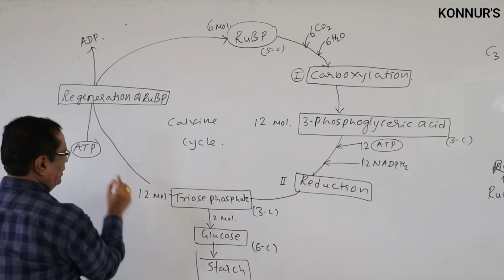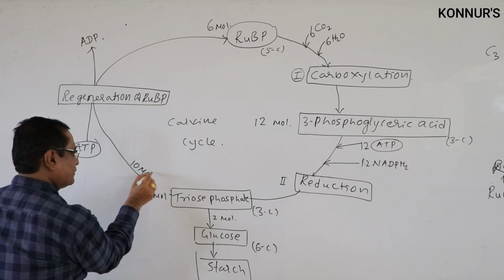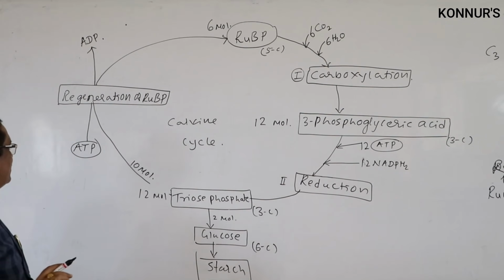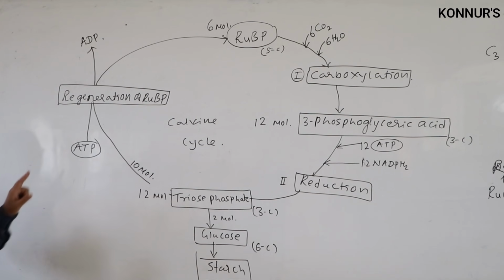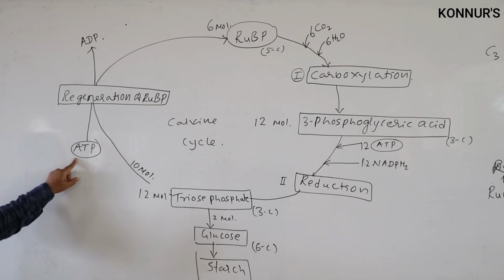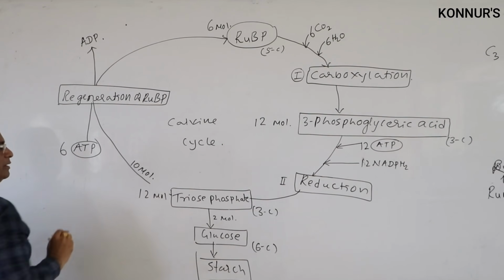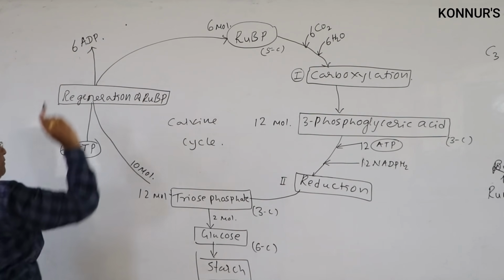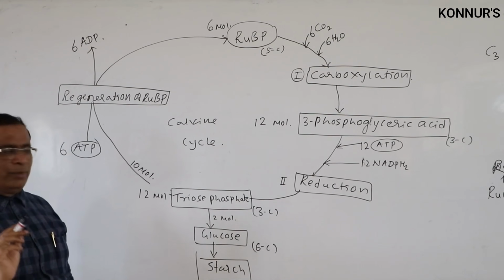How many of them are there? 12 totally, in which 2 are used, and 10 molecules are used to generate that. See here, to generate one RuBP, one ATP has to be used. But we need 6 molecules, means 6 ATP must take part, leading to the formation of 6 ADP. And 6 molecules of RuBP are formed.